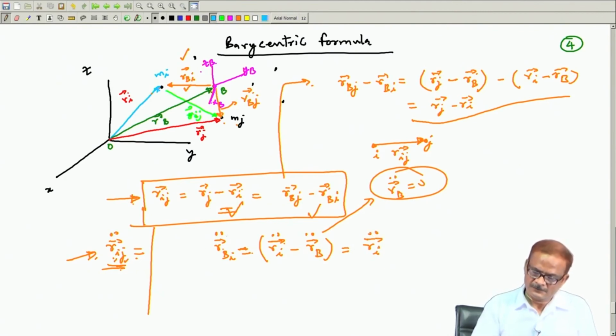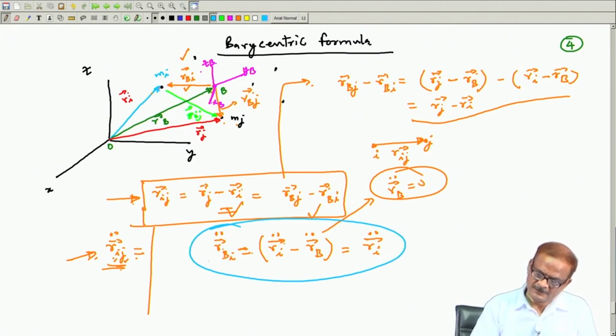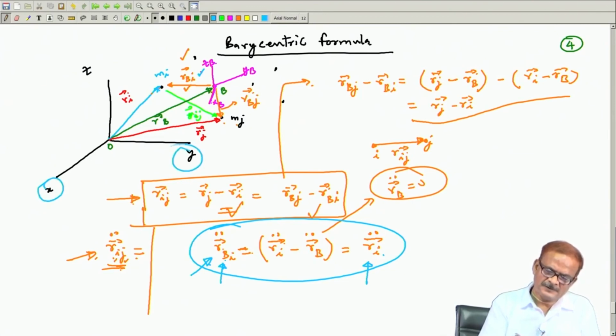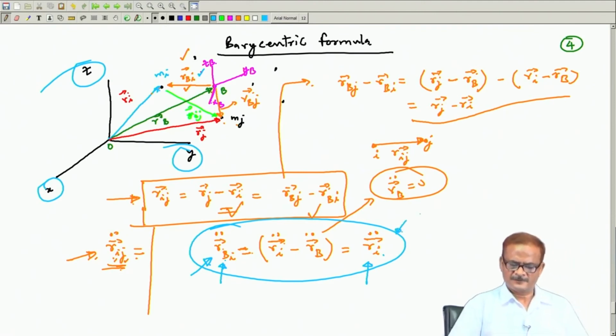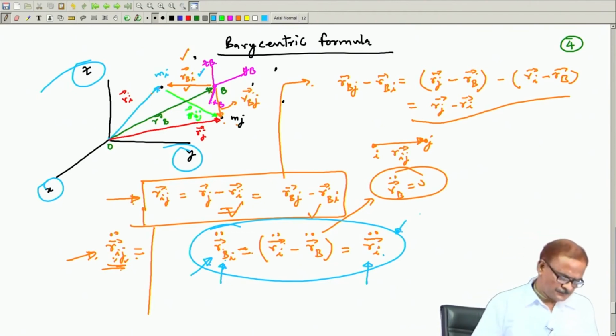So, this is the fact here, that the motion of the ith particle with respect to the barycenter, which is B, it is shown here, will be the same as the motion of the ith particle with respect to the x, y, z reference frame. This fact can be used to simplify your problem wherever it is required. So, with this we can conclude this.